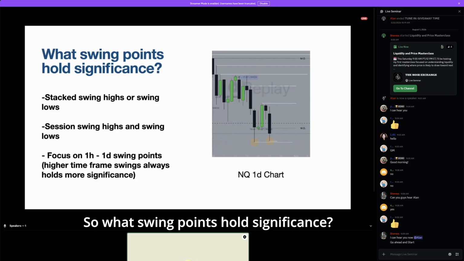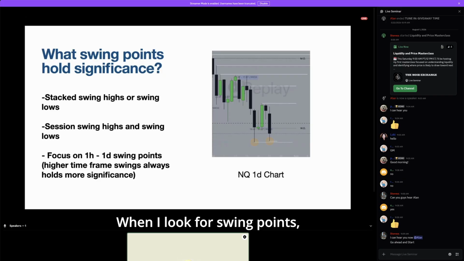So what swing points hold significance? When I look for swing points, the ones that I pay attention to are when they're stacked, or I like to pay attention to session swing highs and lows, and I like to focus on swings between the 1 hour and the daily time frames. Just because anything below that, not that the market doesn't respect them, but they're not as urgent as these higher time frame swings.